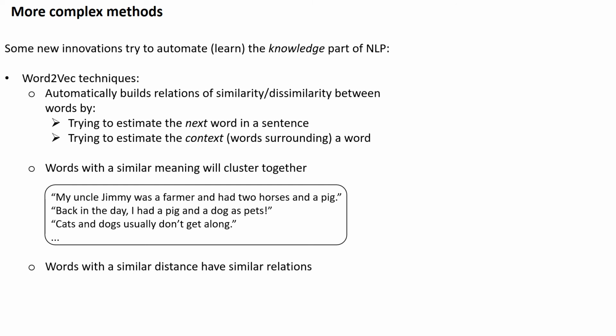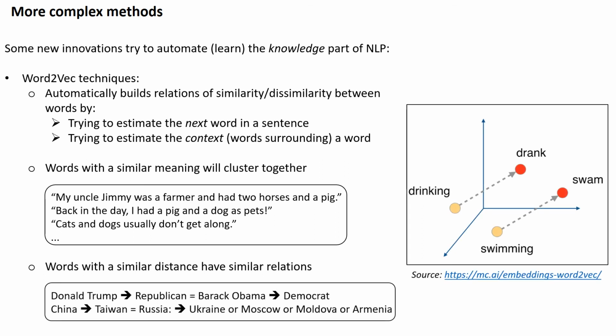Now, again, the really interesting thing here is that words with a similar distance have similar relations, right? So this is step 2. Let's take an example here. The distance between Donald Trump and the word Republican will be the same as between Barack Obama and Democrat. So the model has learned that Donald Trump is to Republican as Barack Obama is to Democrat. Similarly, it will learn, for example, that China is to Taiwan, which are two very estranged, conflicted neighbors in the world, as Russia is to Ukraine or Russia is to Armenia.